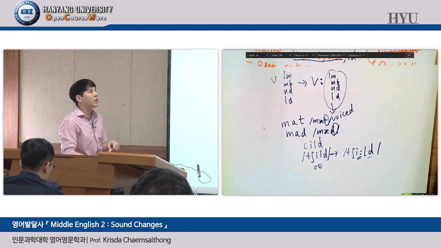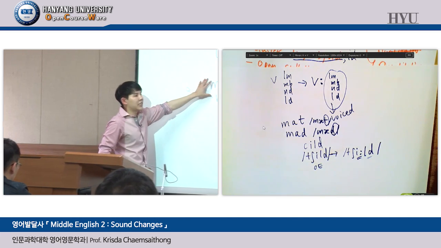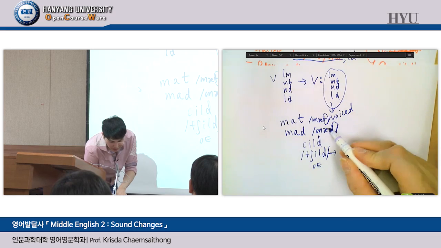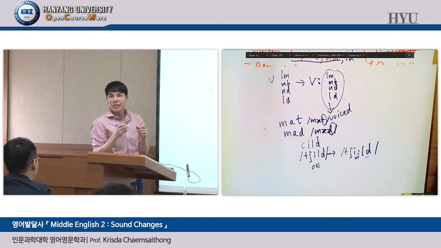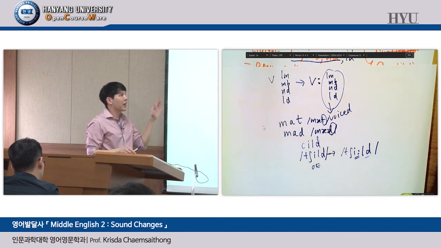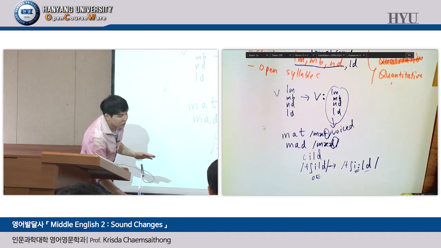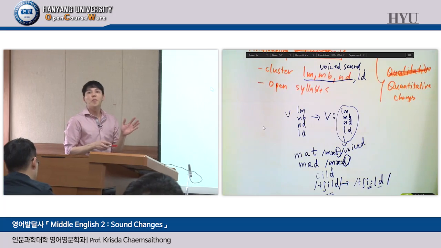This is a quantitative change, just like this scenario, right? So when you pronounce mad, you pronounce it kind of a little bit a lengthened version of mat, like that. That's one factor, right? That's one factor before a voiced cluster. Now, the second factor is open syllable.